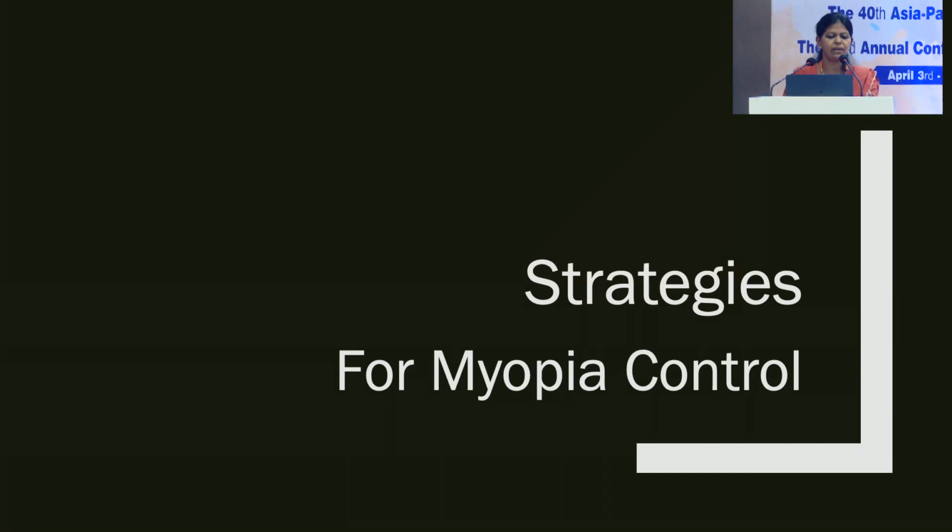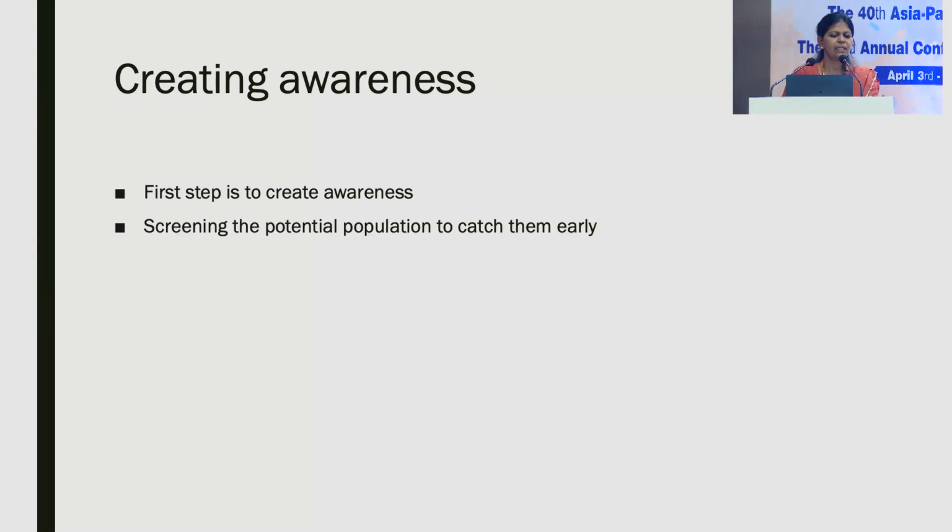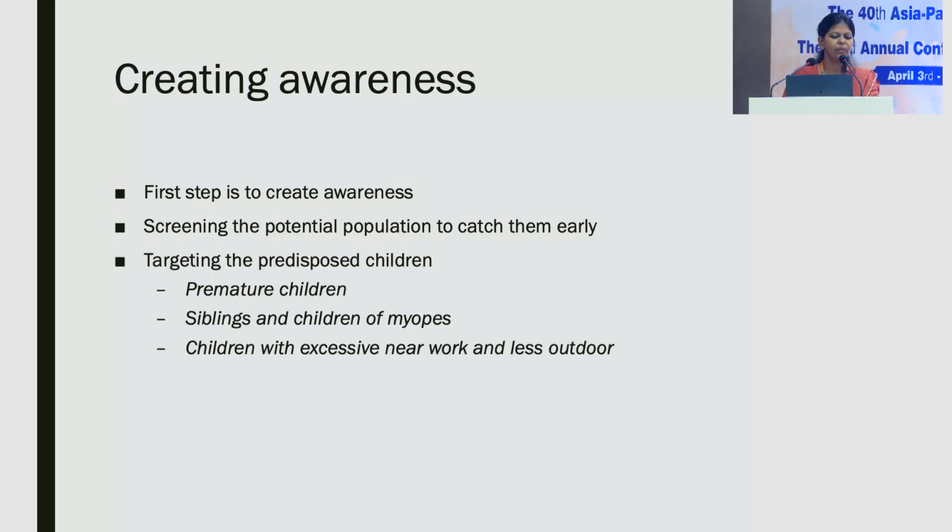So how do we approach myopia? What are the strategies? So first is, of course, to create awareness. Second is screening the potential population to catch them early so that we can intervene early. The targeted population could be premature children, siblings and children of myopes, and children with excessive near work and less outdoor activities. These are potential targets.